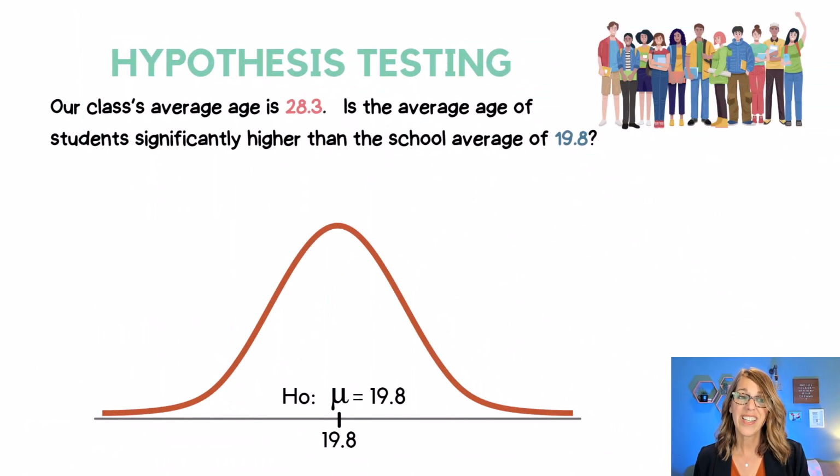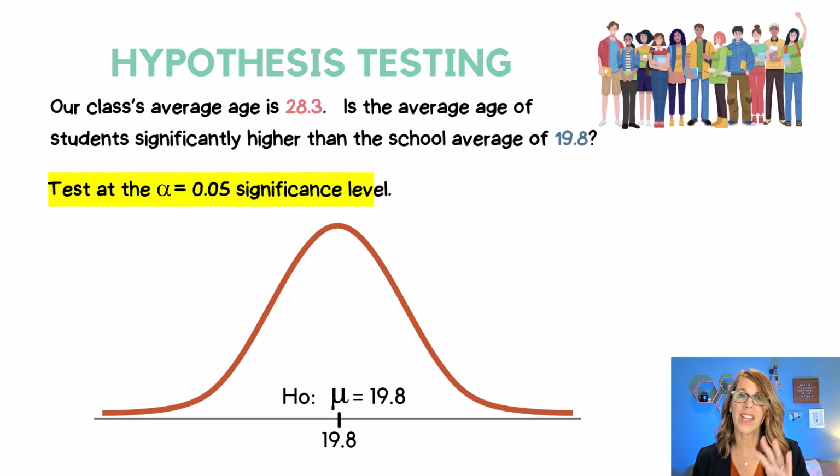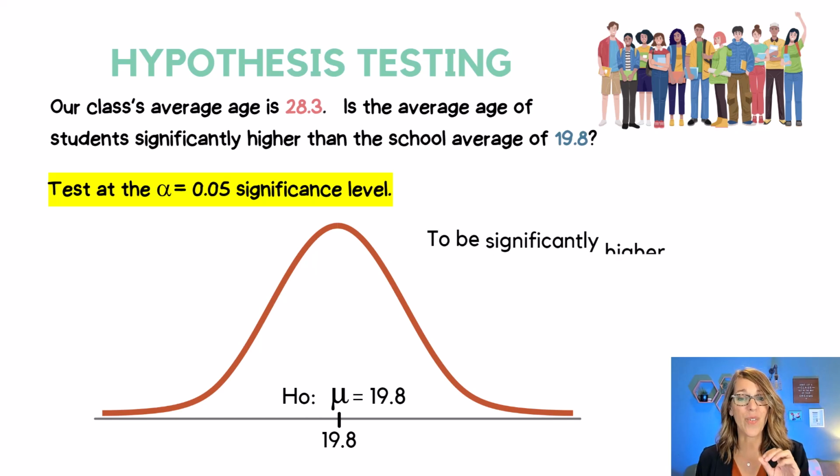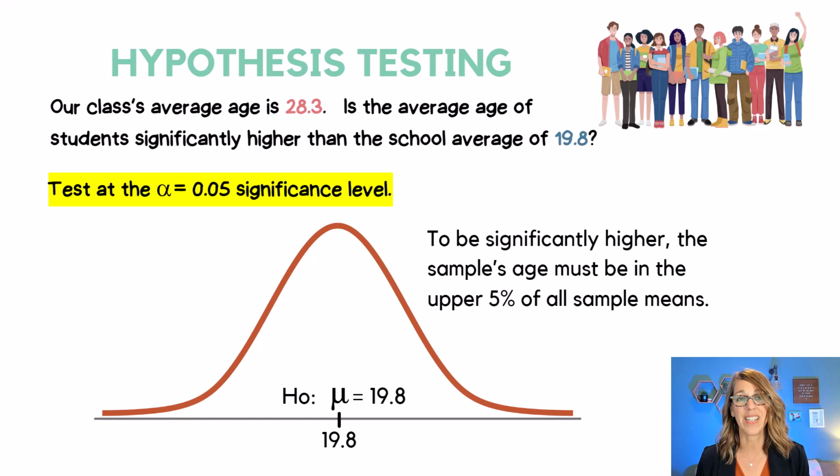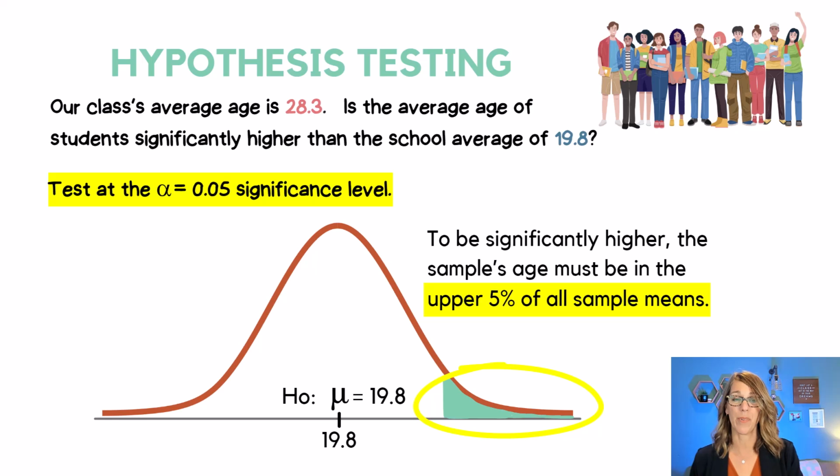So how do we decide that 28.3, it's definitely higher, but how do we know that it's significantly higher? We need a significance level, and we're going to go ahead and set the significance level at 0.05. We call that alpha, and this tells us that in order for 28.3 to be significantly high, it's going to live in the top 5%. Remember, the area underneath that entire curve was 100%, so we need 28.3 to live in that top 5%.